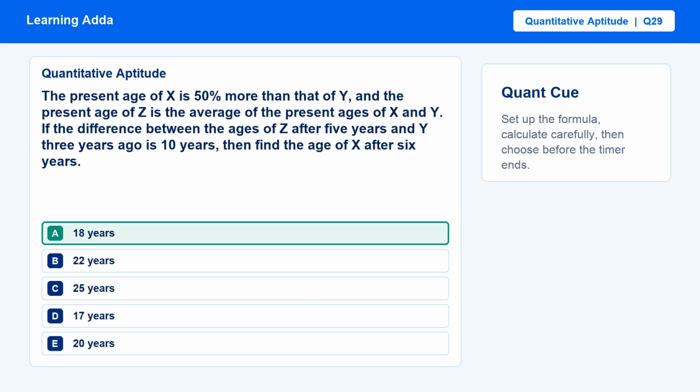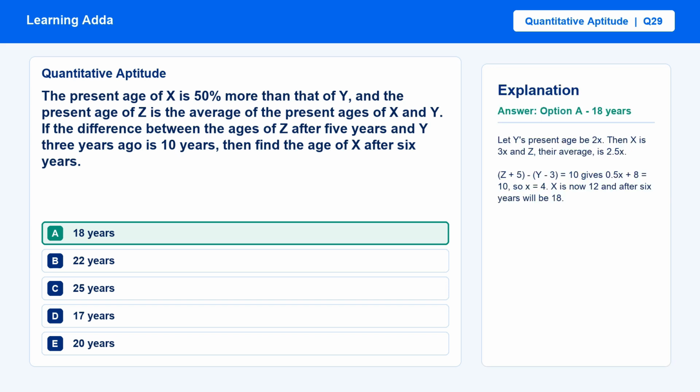The answer is option A, 18 years. Let Y's present age be 2x. Then X is 3x and Z, their average, is 2.5x. Z plus 5 minus (Y minus 3) is equal to 10 gives 0.5x plus 8 is equal to 10, so x is equal to 4. X is now 12 and after 6 years will be 18.